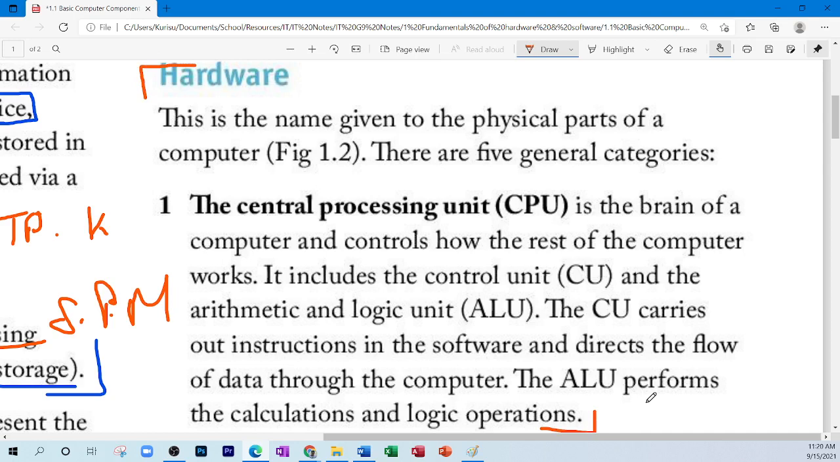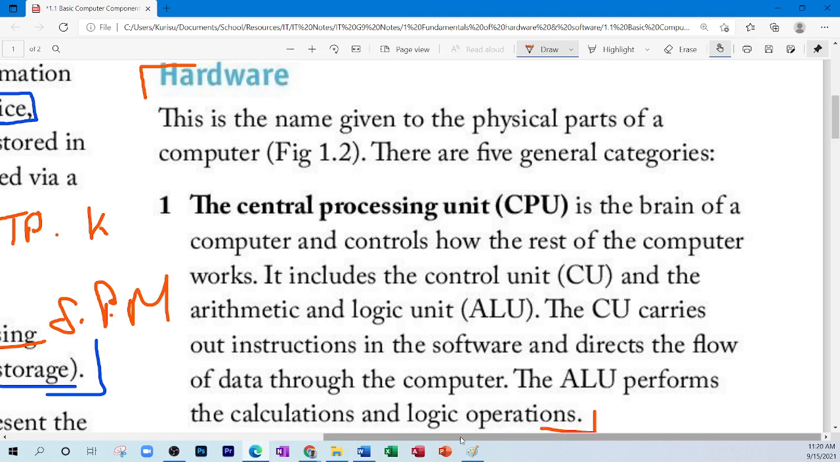Hardware. This is the name given to the physical parts of a computer. There are five general categories. The central processing unit, CPU, is the brain of a computer and controls how the rest of the computer works. It includes the control unit, CU, and the arithmetic and logical unit, ALU. The CU carries out instructions in the software and directs the flow of data through the computer. The ALU performs the calculations and logic operations.